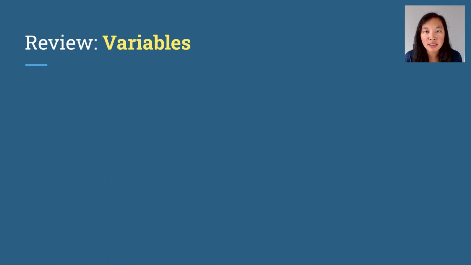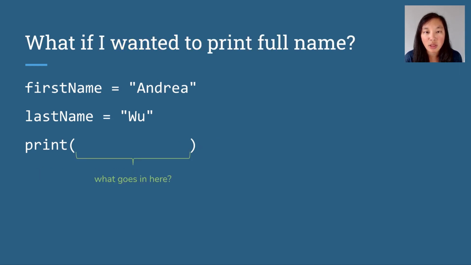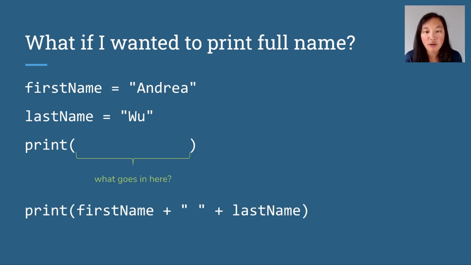To take a look at an example, here we have first name equals Andrea. We have last name equals Wu. If we print hello plus first name, what is that going to give us? Well, it's going to give us hello Andrea. What if I wanted to print the full name? Well, that's going to give us print first name plus space plus last name.